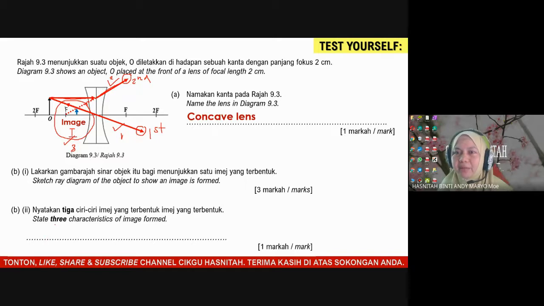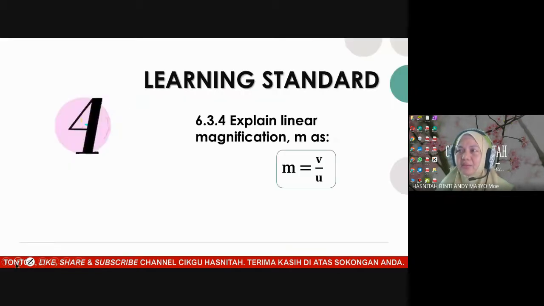And then the 3 characteristics of the image. What are the 3 characteristics of the image formed? It is formed at the same side, so it is virtual. Formed above, so it is upright, and it is smaller, so it is diminished. Or you just remember for a concave lens, it is always virtual, always upright, always diminished. Okay, simple. That covers the position and characteristics of the object and image for concave and convex lenses.